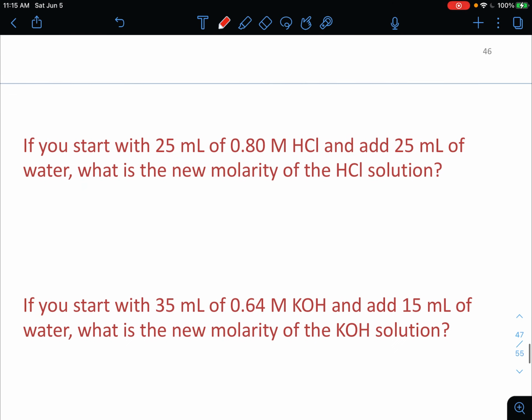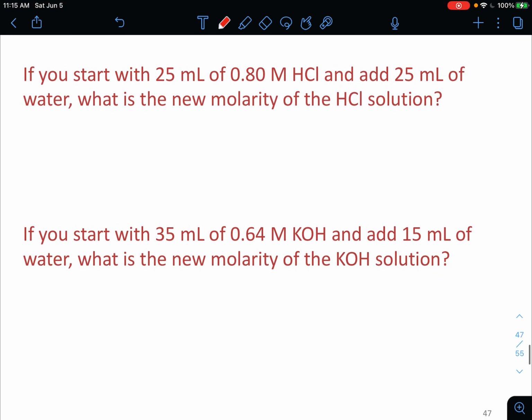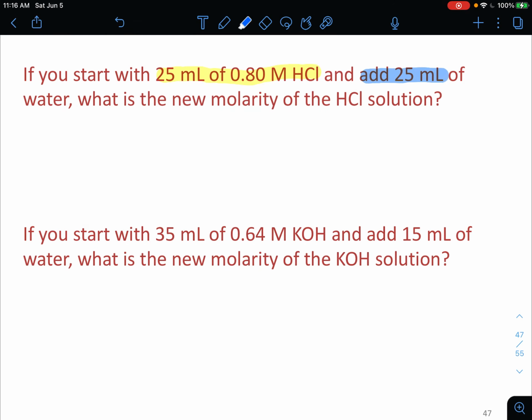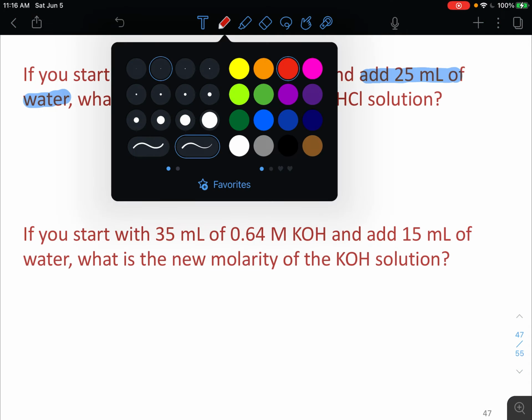Okay, 2 more example problems, a little bit different, but same kind of idea. So what's going on here? We start with 25 milliliters of 0.8 molar HCl, and then we add 25 milliliters of water. So what we're doing is doubling the volume.